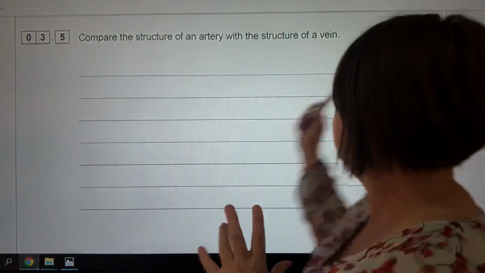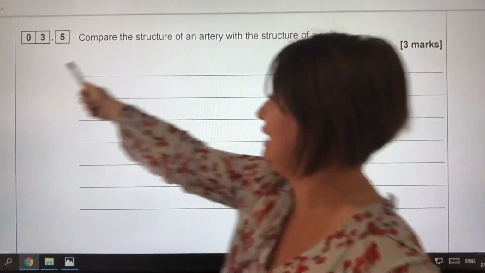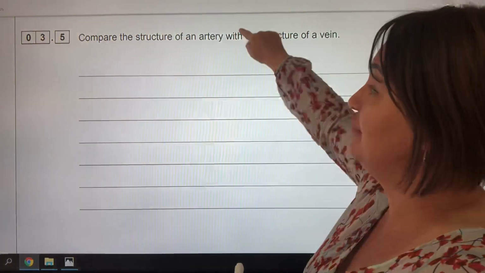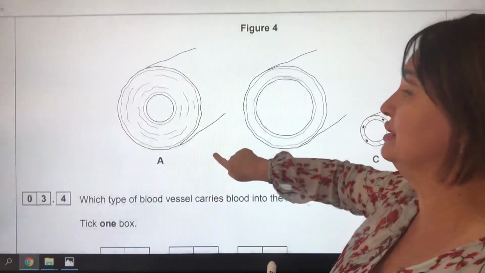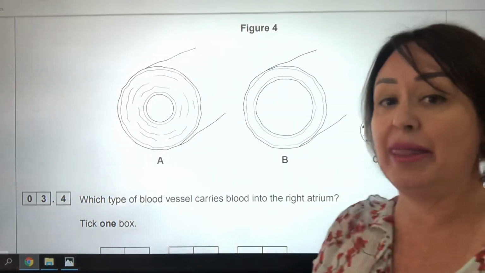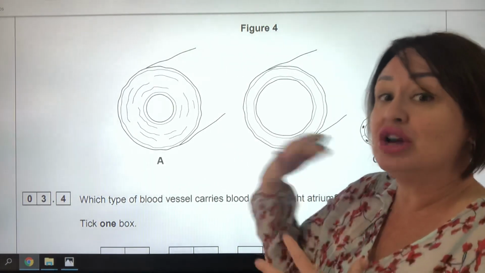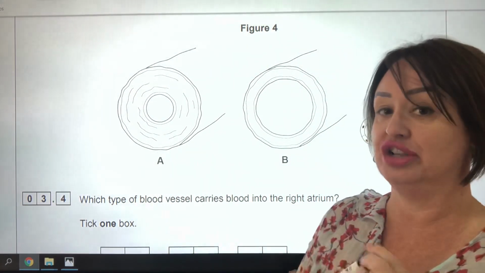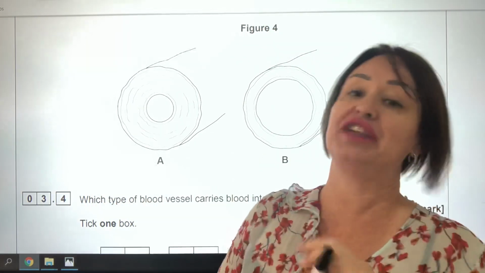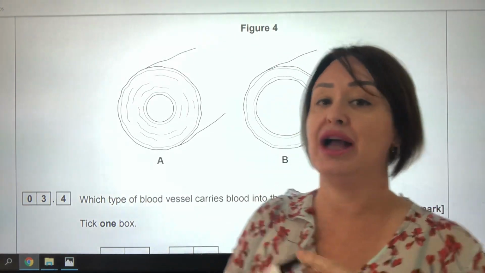Now you'll see from the numbering system here, it just says 3.5. It's part of a longer question, but it doesn't tell us to use this diagram. It's just got the diagram on there. We can use it for our help, but because it doesn't tell us to just use this diagram, we can use our own knowledge as well. So let's have a little think how we would answer a compare question.